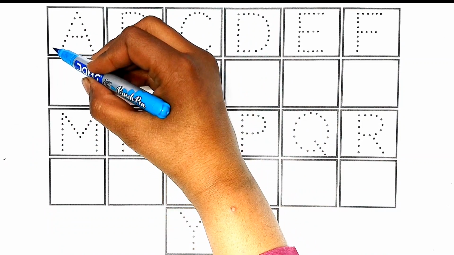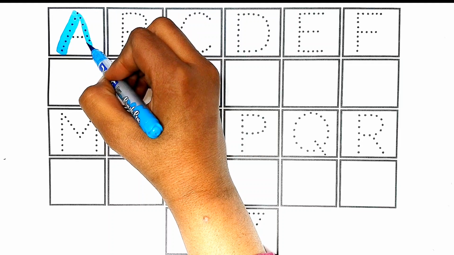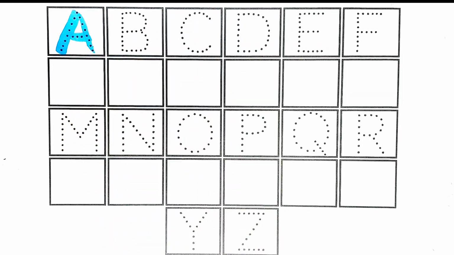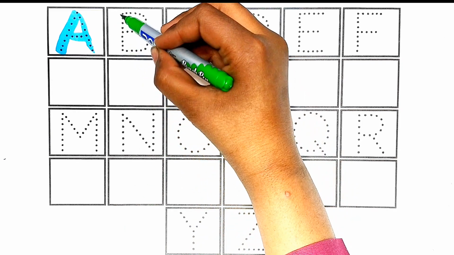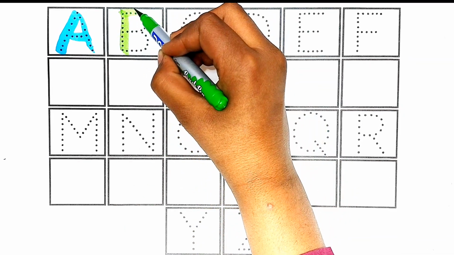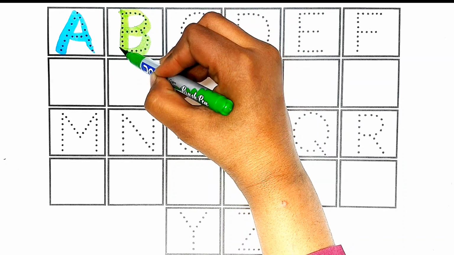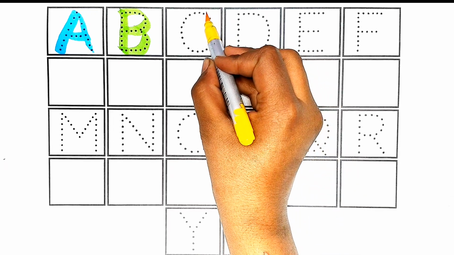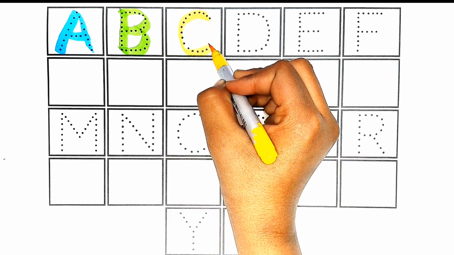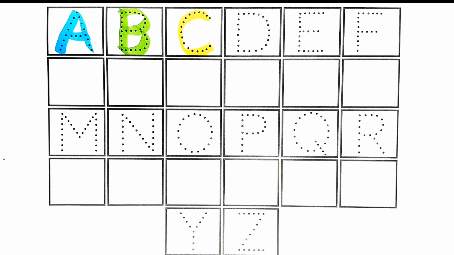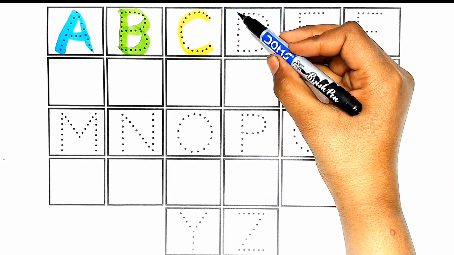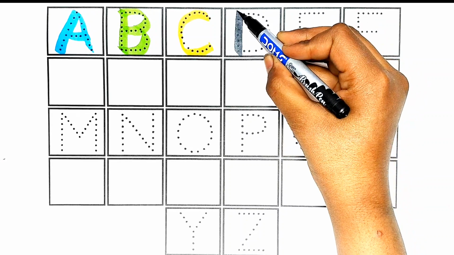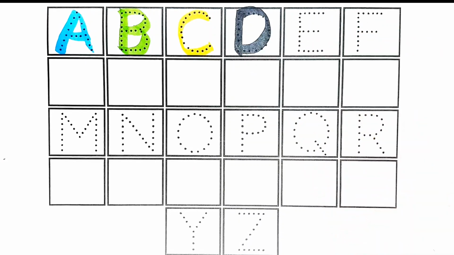Blue color. A for apple, A for apple. Green color. B for ball, B for ball. What comes next, children? C for cat, C for cat. Black color. D for dog, D for dog.